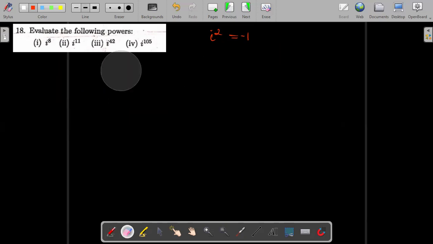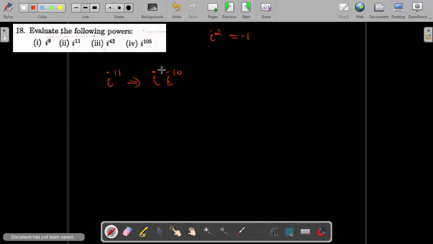Okay, then let's continue with the second one. You have i raised to the power 11. How can I write this? I know that when it comes to powers or indices with the same base, we just add the powers. So I write i, then another i raised to the power of 10. Of course, this is just i to the power 11, because I keep the base i, then add 1 plus 10, which gives me 11.